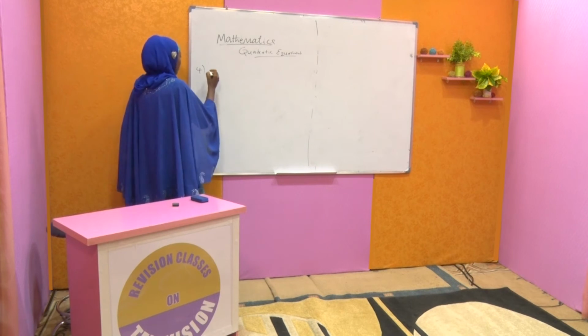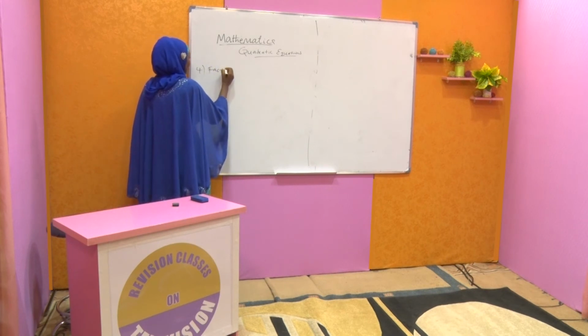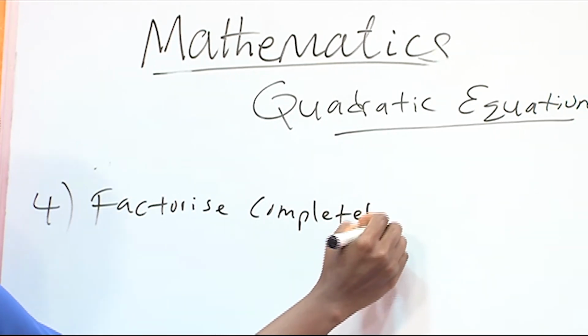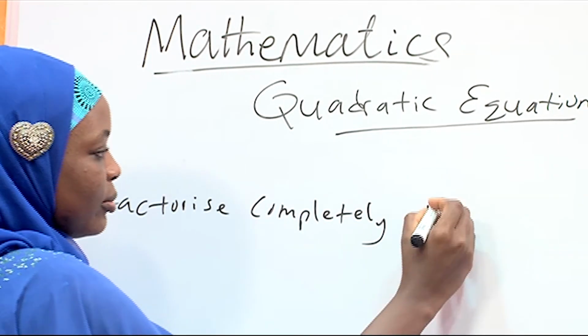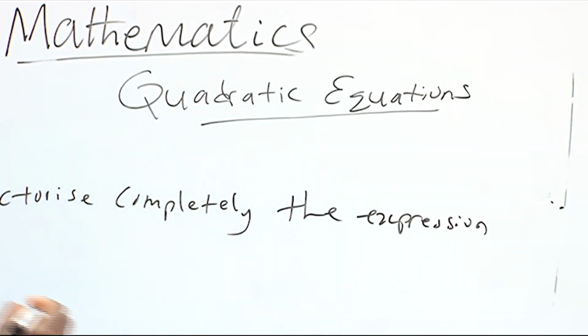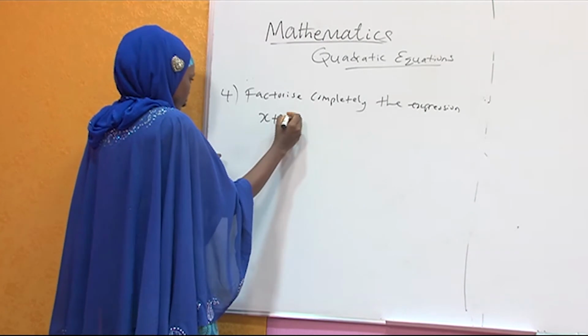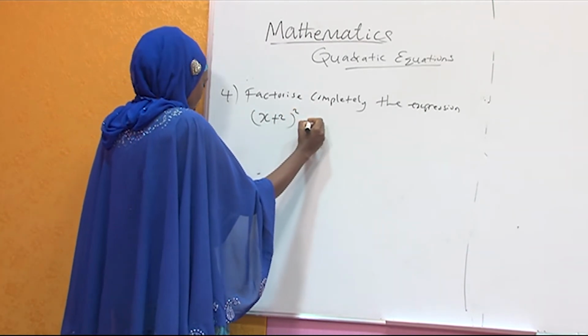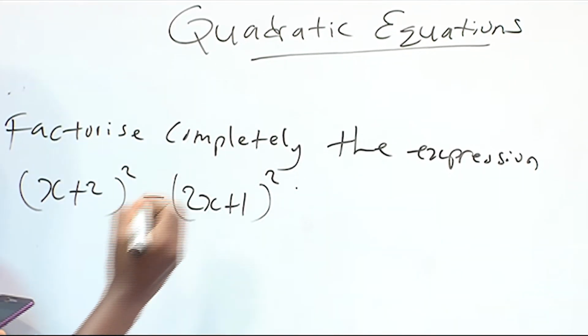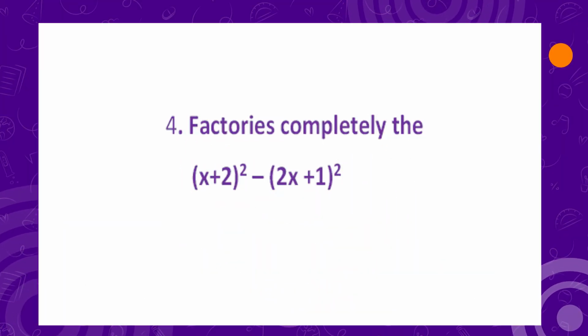Question 4. Factorize completely the expression: (x + 2) squared minus (2x + 1) squared. This is not really a quadratic equation because it is not equal to anything, it's not equal to 0, but you can say it's a quadratic expression.